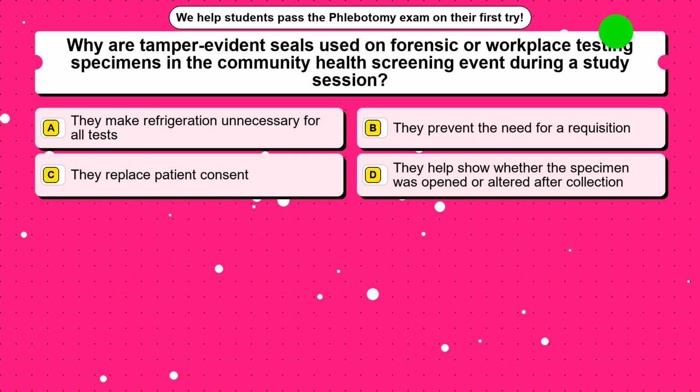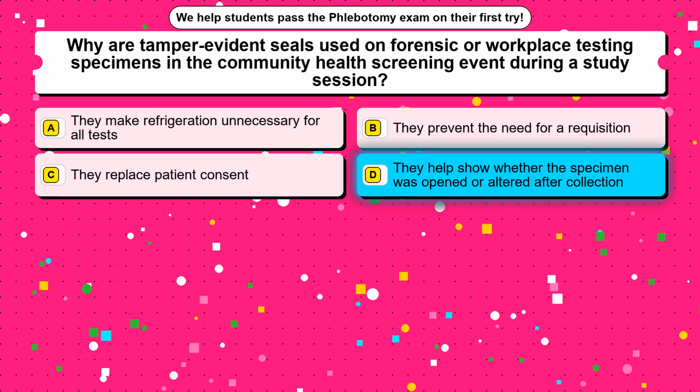Question 75. Why are tamper-evident seals used on forensic or workplace testing specimens in the community health screening event during a study session? Option A. They make refrigeration unnecessary for all tests. Option B. They prevent the need for a requisition. Option C. They replace patient consent. Option D. They help show whether the specimen was opened or altered after collection.